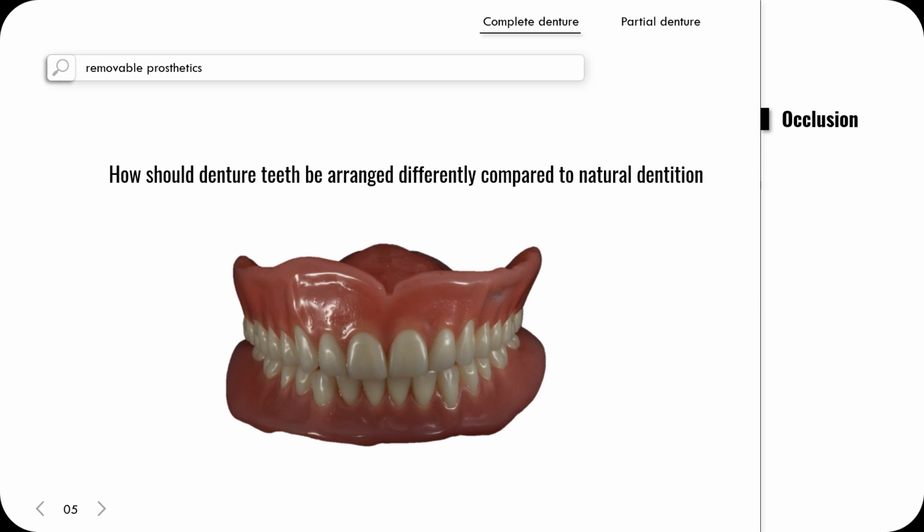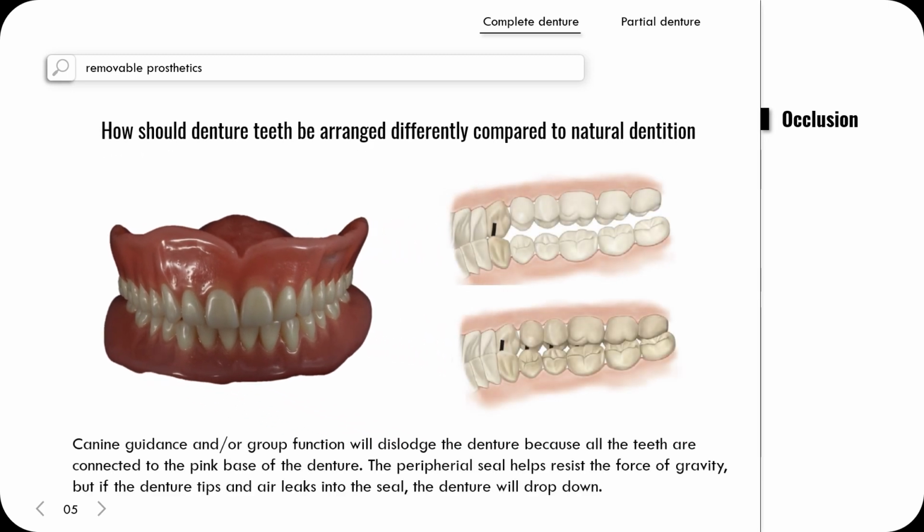Okay, so we've explored a lot of the parameters of the dentures and how we can get them to look like natural teeth. But one of the things we do need to talk about is how the teeth, or the occlusion, should be different in dentures versus natural dentition. So if we were to apply occlusal concepts to dentures, we would run into a pretty big problem, right?